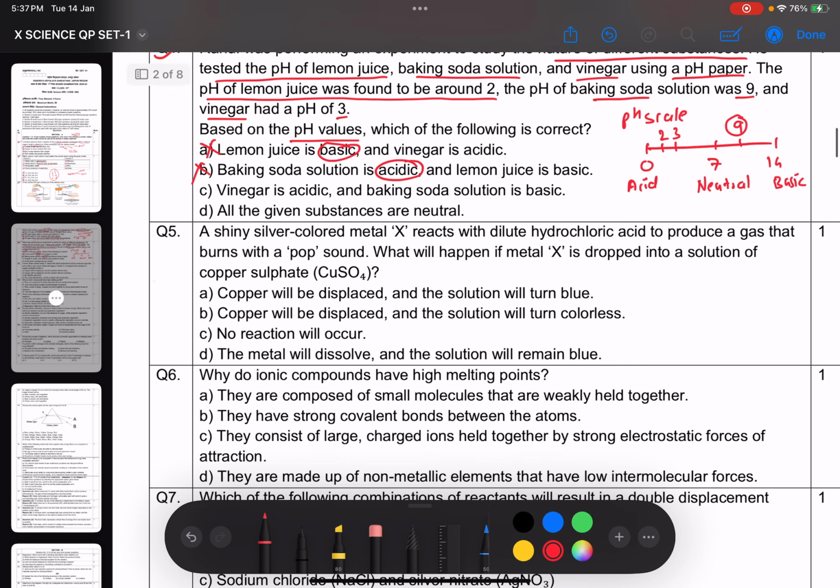Third, option C, vinegar is acidic and baking soda solution is basic. Baking soda solution has a pH of 9, so it will be basic, and vinegar has a pH of 3, so it will be acidic. So this option is correct. All the given substances are neutral. No, they are not neutral.